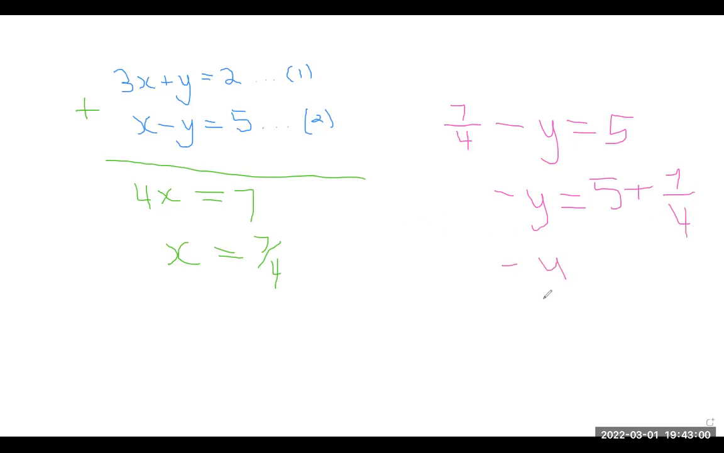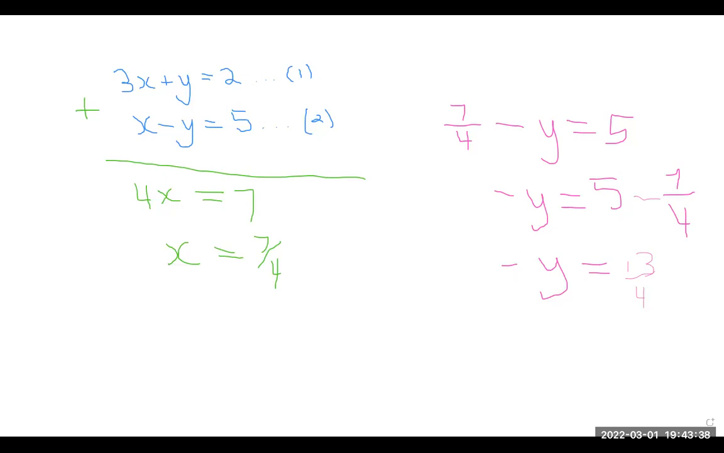Minus y. Somebody tell me what's 5 plus 7 on 4. Come on, this isn't for me, this is for you. Not plus, minus, love. 5 minus 7 over 4 would be 13 over 4. Yeah. 13 on 4. But of course, we don't leave it like this, right?